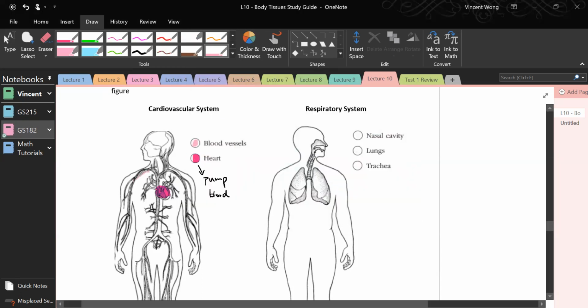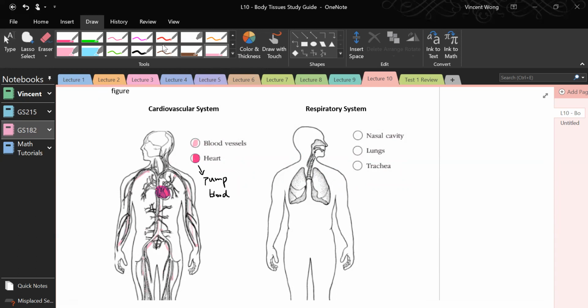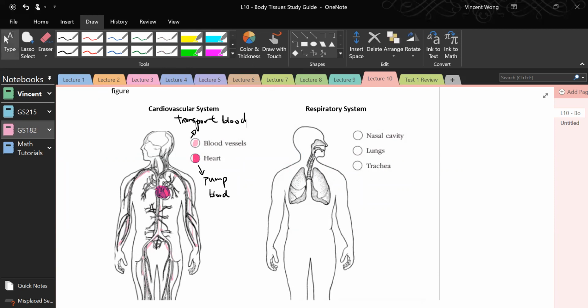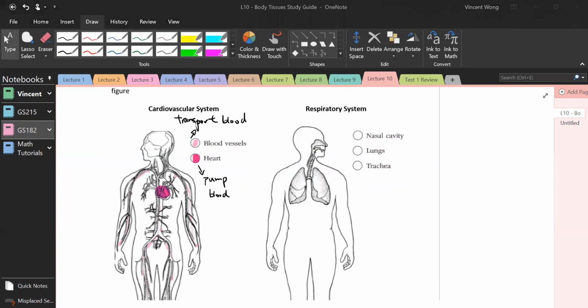Blood vessels, these are all these things throughout the entire body. There are different types of blood vessels, arteries and veins, but they pretty much do the same thing. Their job is to transport blood. That's actually the first lecture next semester.